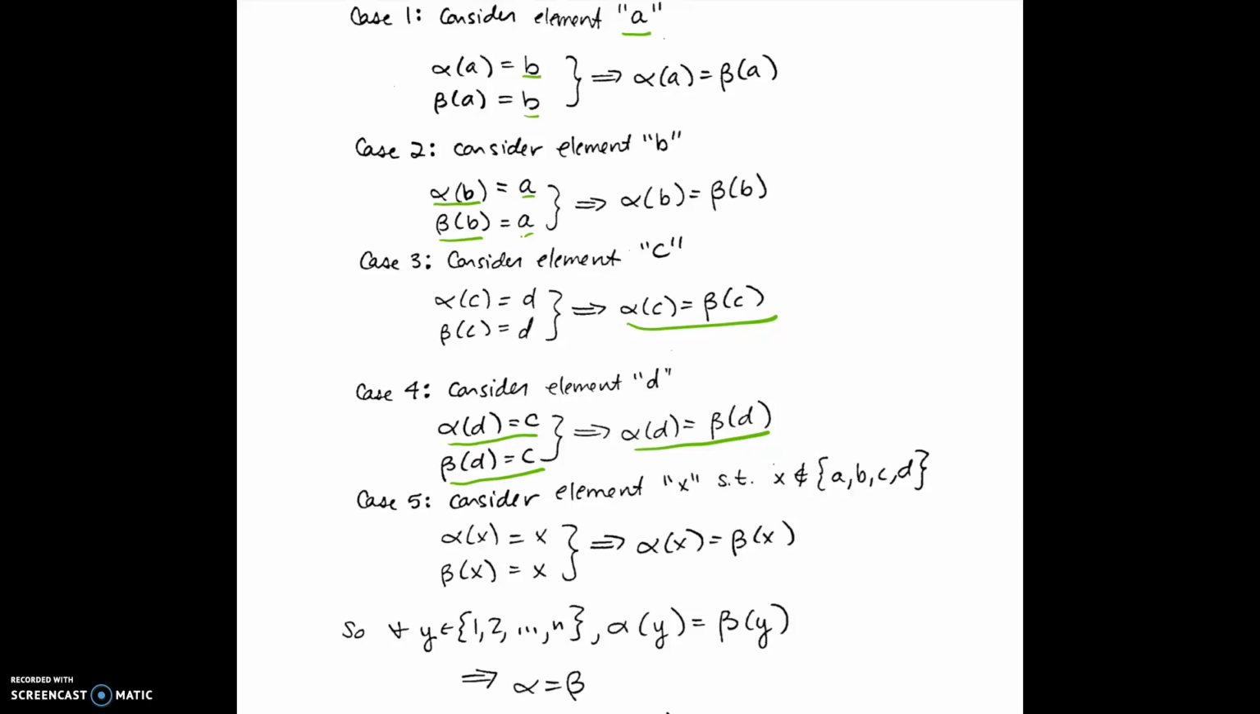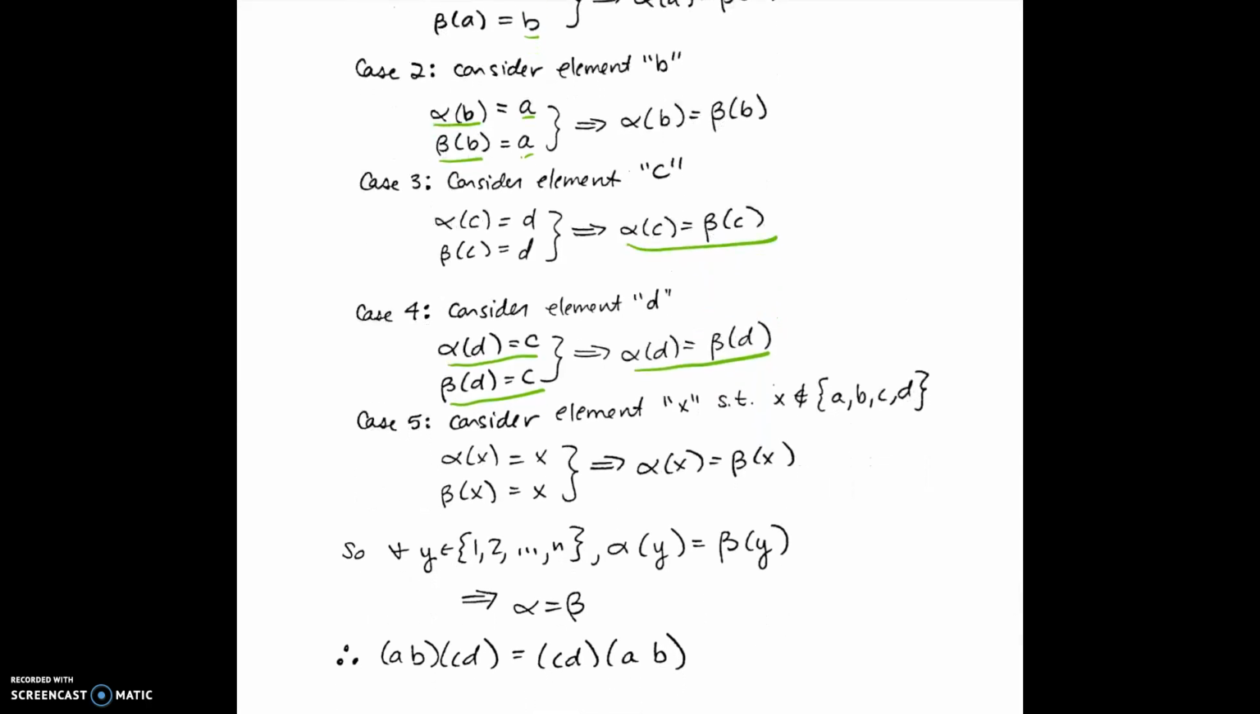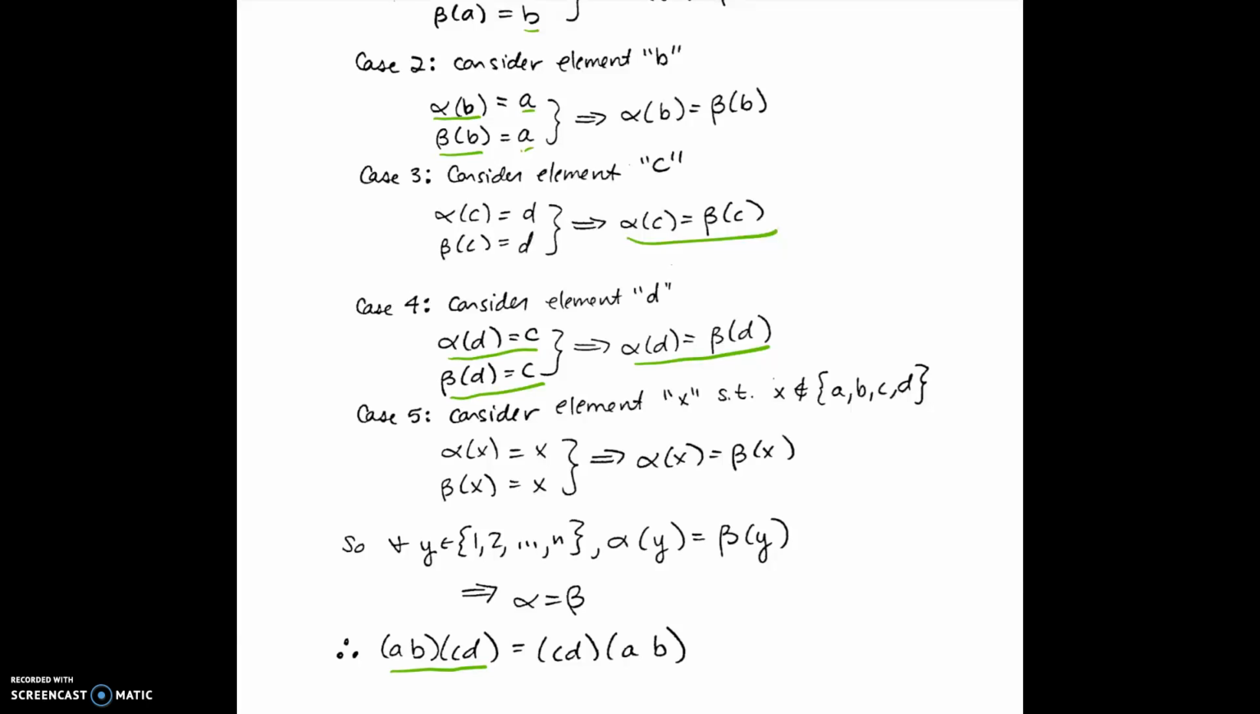And at the top, we said that alpha was ABCD and beta was CDAB. So since alpha equals beta, we just proved that AB times CD equals CD times AB.